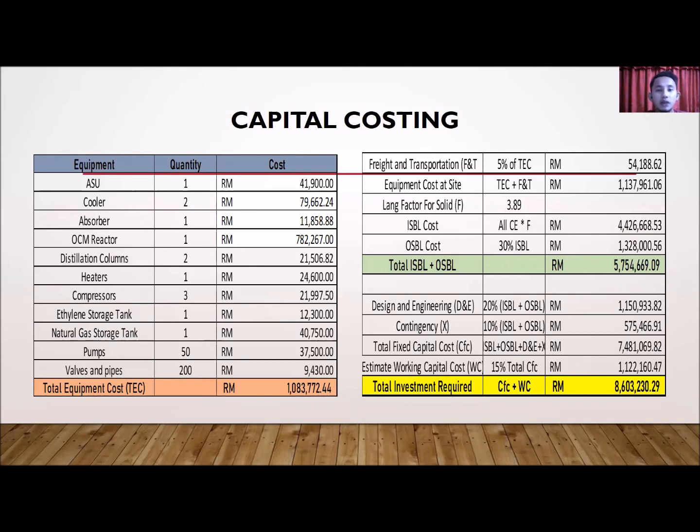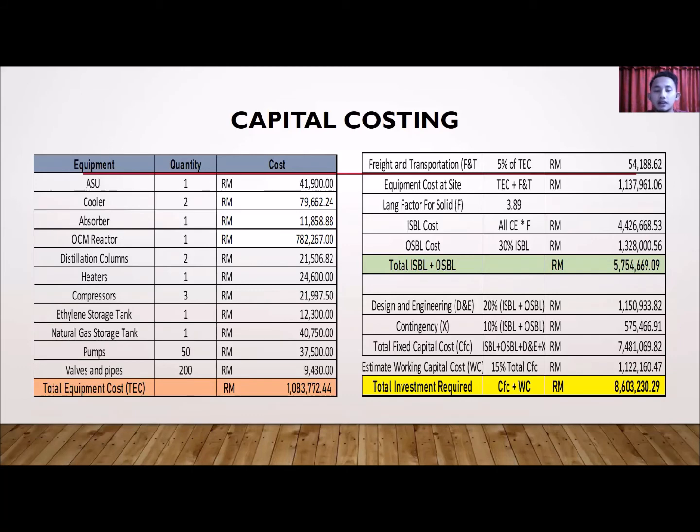So in our calculation, we have included all the equipment needed. The total is around 1 million, and we are calculating to the ISBL, which is isolated battery limit, inside battery limit and outside battery limit. So the total is around 5 million.